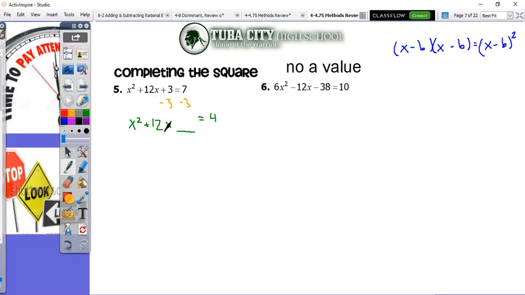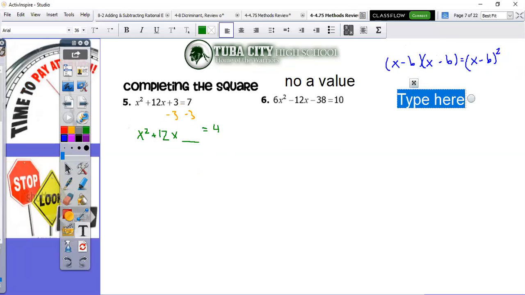Anyway, so this is the one where you have to follow the steps. So you get your b value. B value. So you take it, half it, square it.